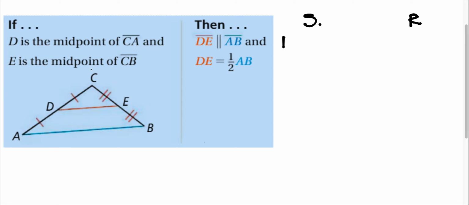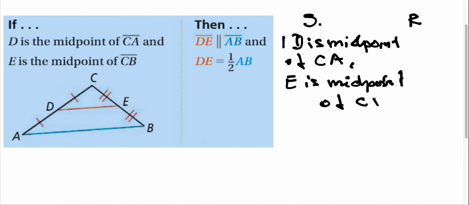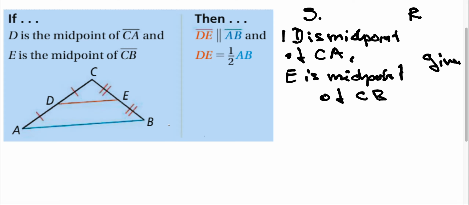1. Already we see D is a midpoint of segment CA, and E is a midpoint of segment CB. So this is a given. And now I'm going to the second step.